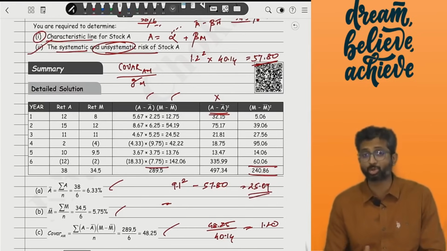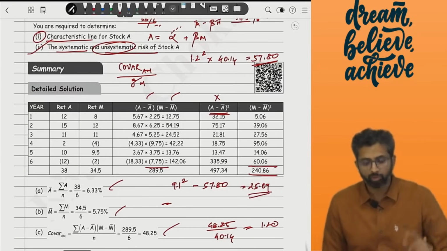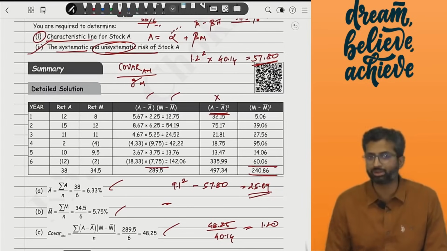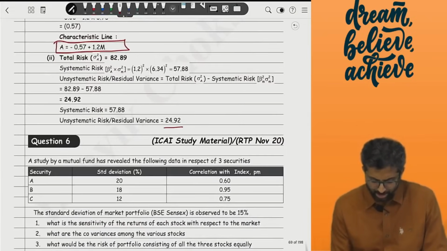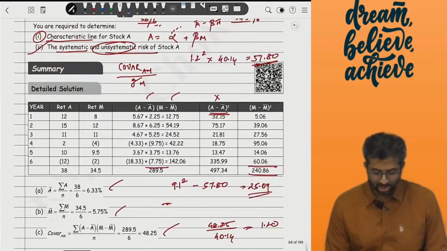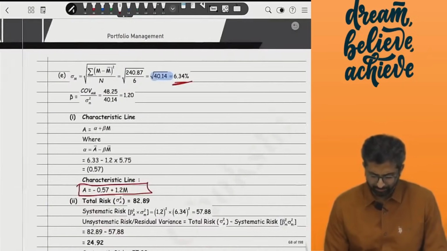However, if they ask you to calculate what is called random error, for random error you will square root the unsystematic risk. 25.09 square rooted will give you the random error. In this case, around 25 and around 57 will give you the unsystematic and systematic risk. So that is regarding question number 5.